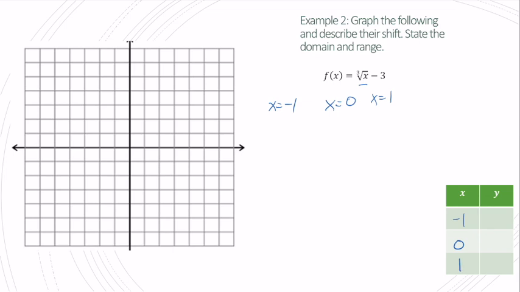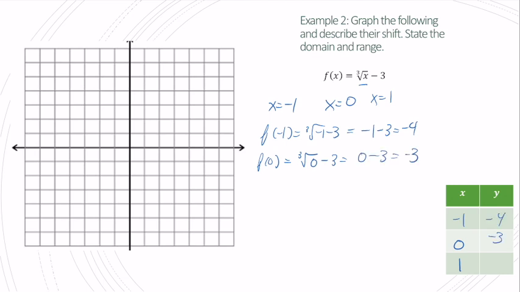All right, let's substitute them in. f of -1 is the cube root of -1 minus 3. That's -1 minus 3, which is -4. f of 0 is the cube root of 0 minus 3, which is 0 minus 3, which is -3. I could fill in my table if I want. Then f of 1 is the cube root of 1 minus 3, so 1 minus 3, which is -2. And I can go ahead and plot these points.